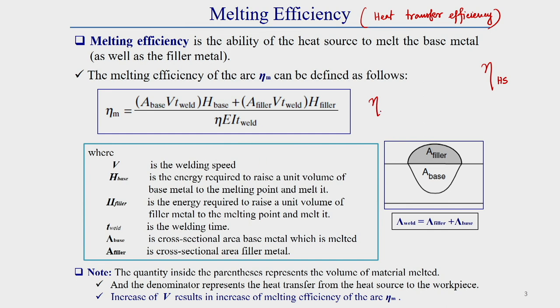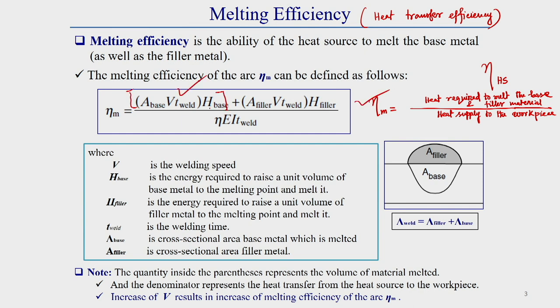So, what we can write is that this melting efficiency, or heat transfer efficiency, is the heat required to melt the base and filler material divided by the heat supplied to the workpiece. That means heat supplied, or we can say heat absorbed by the workpiece. This ratio is generally called the melting ratio. How can we represent these things?